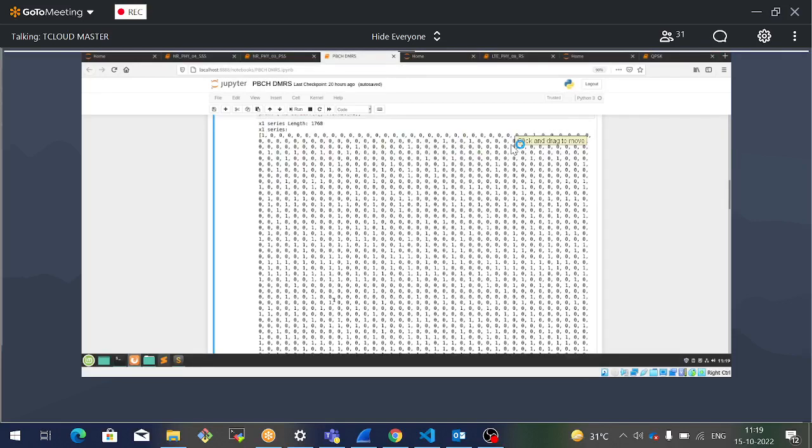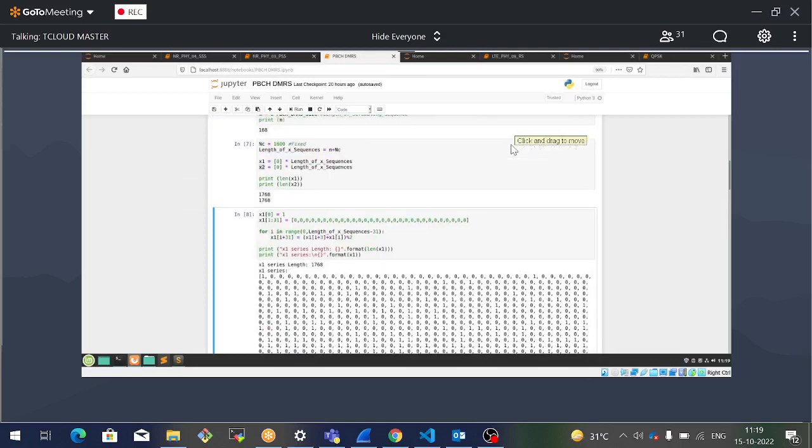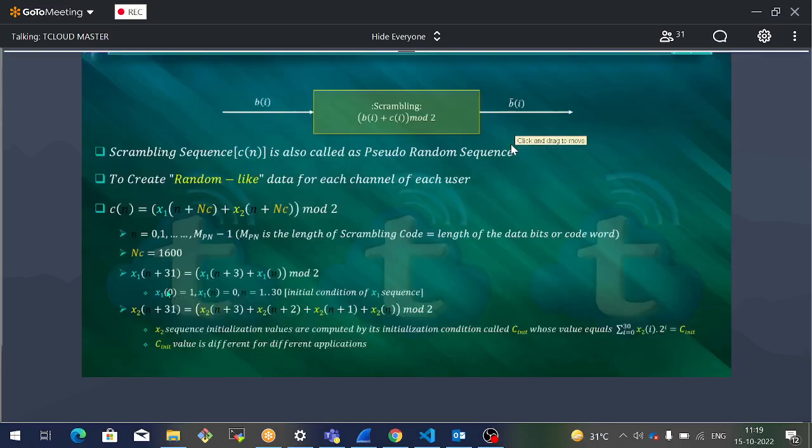Same way, now you have to find out the x2 sequence. x1 is kind of fixed, easy. The first 31 values of x1 are fixed. You can easily find out the x1 sequence, any number of elements, by performing the recursive substitution.